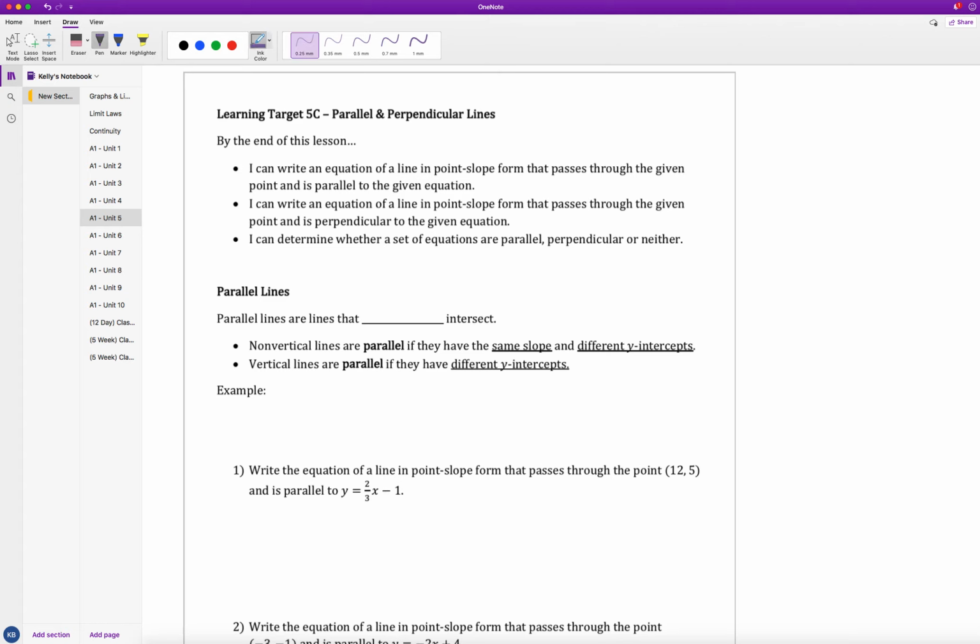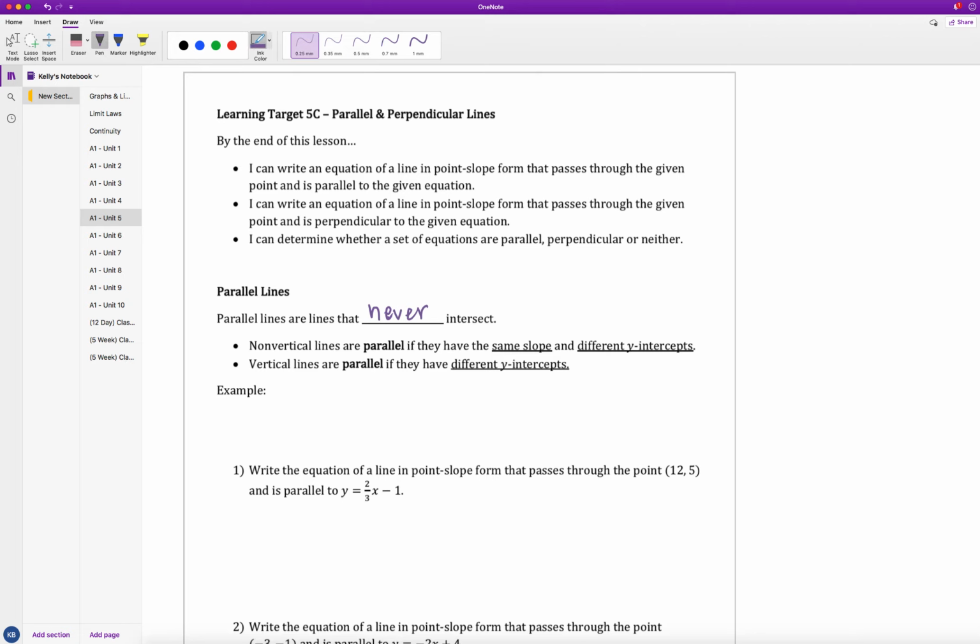So let's start with the definition of what a parallel line is. Parallel lines are lines that never intersect. So when I have two lines that are parallel, it means they would never intersect each other. Non-vertical lines are parallel if they have the same slope and different y-intercepts. So when we're looking at their equations, parallel lines happen when they have the same slope but different y-intercepts. And then vertical lines are parallel if they have different y-intercepts.